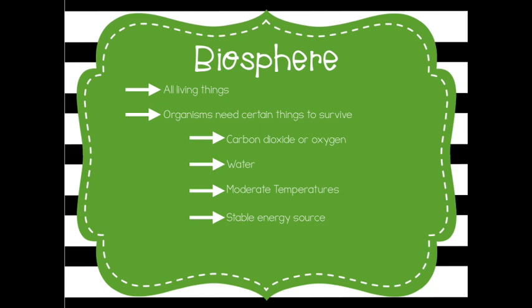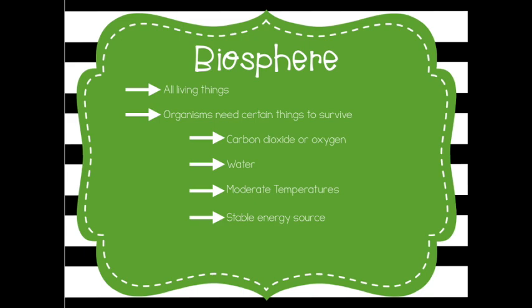Now, the biosphere is all living organisms that are on Earth. As you know, organisms need certain things to survive, just like you and I do. We need to have food and water to survive. So organisms basically need carbon dioxide or oxygen. They need water. They need moderate temperatures, and they need a stable energy source. All right, this concludes lesson 1.